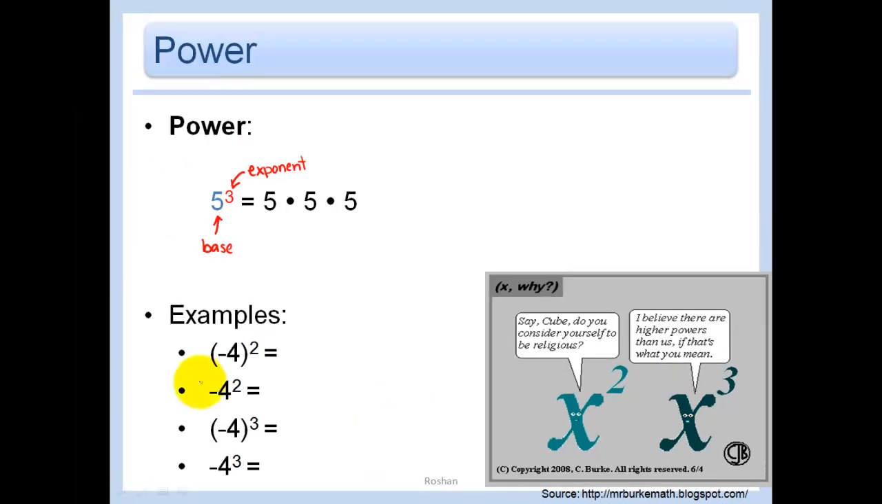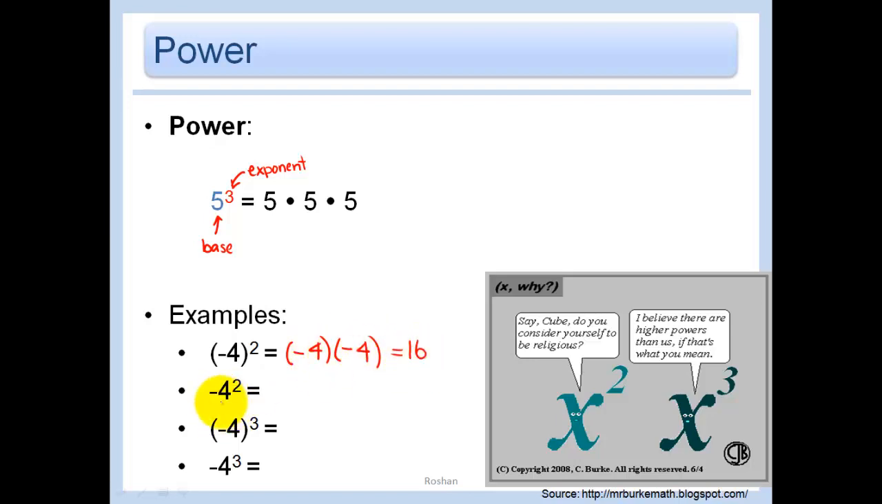Okay, and so let's look at some examples, and I really want to emphasize how parentheses matter here. So what does (-4) squared mean? It means to multiply -4 times itself. And since it's squared, we do -4 times -4. But the importance is that it's the whole -4 that we are squaring. Remember how I said in the last PowerPoint that when we have parentheses, that's a quantity? So the quantity, -4, is what we are squaring. A negative times a negative is a positive. 4 times 4 is 16.